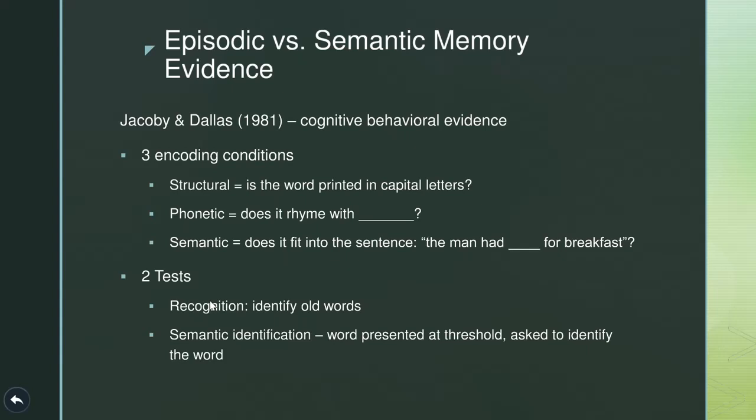But they also did this thing called a semantic identification test. Essentially what they did is they presented the words very quickly, just at the threshold level. And all they were asked to do is identify what the word was. So basically just read the word, right? So this semantic identification test presumably just taps into semantic memory.